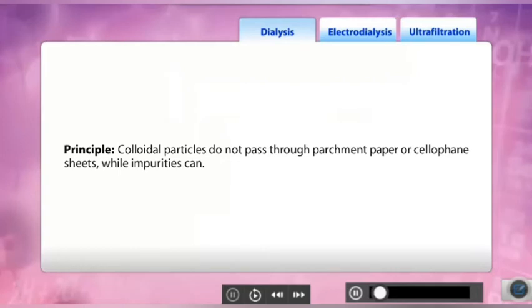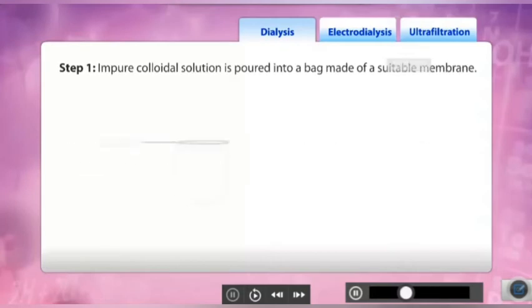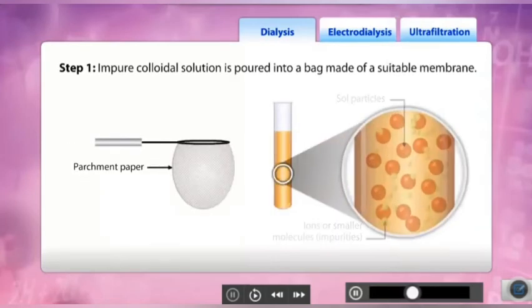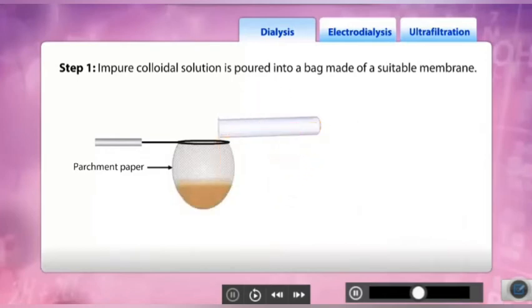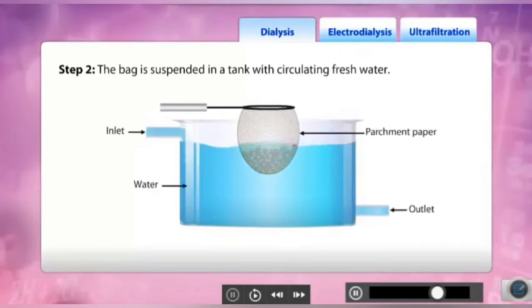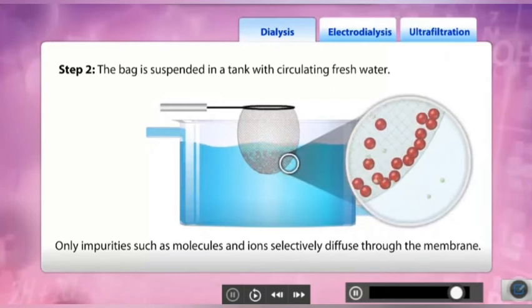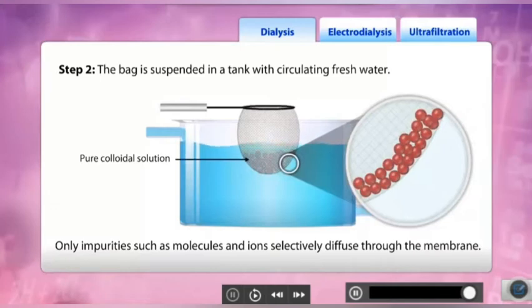Dialysis, as a method of purification, is based on the principle that the colloidal particles do not pass through membranes such as parchment paper or cellophane sheets, while impurities can. In this method, the impure colloidal solution is poured into a bag made of a suitable membrane such as animal bladder, parchment paper or cellophane. The bag is then suspended in a tank. Fresh water is continuously circulated around it. Impurities such as molecules and ions diffuse through the membrane, leaving behind only the pure colloidal solution.